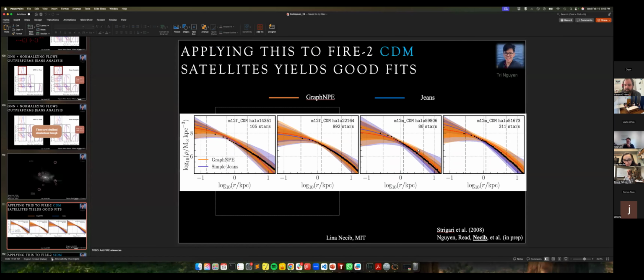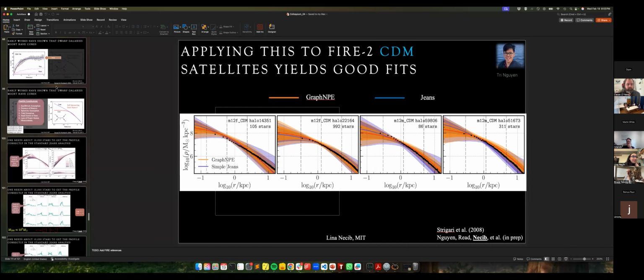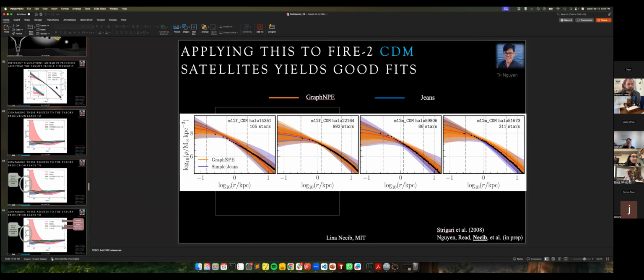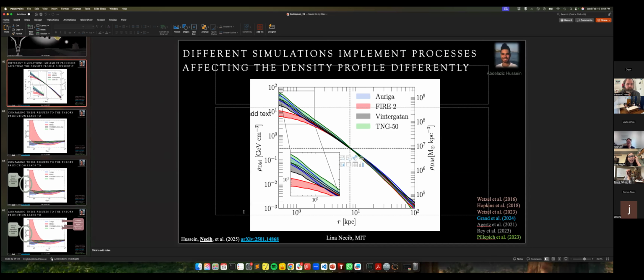My question is more regarding the hydrodynamic simulation. How sensitive are they to star formation? How well do we know star formation and these kinds of processes to get a consistent outcome? That's a great question, and this is why here we use four different simulations.